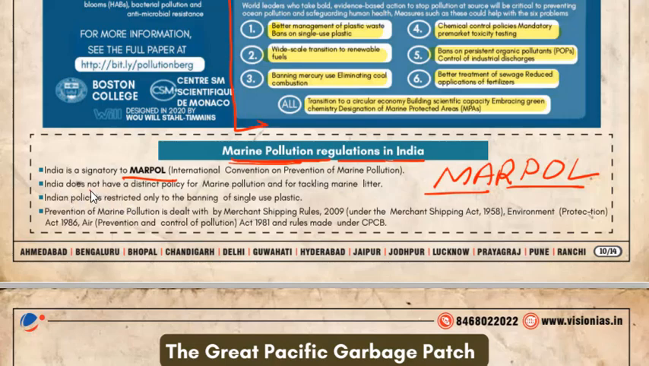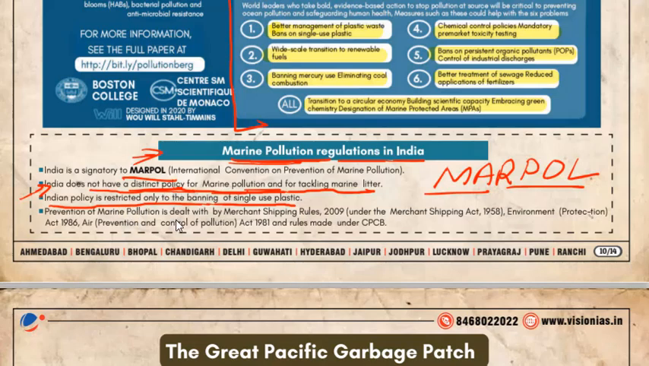India does not have a distinct policy for marine pollution and for tackling marine litter. This is the important point. This is the need of the hour, to have a policy regarding marine pollution. Indian policy is restricted only to the banning of single-use plastic. There are different policies which provide justification for marine pollution control, but are not directly involved.